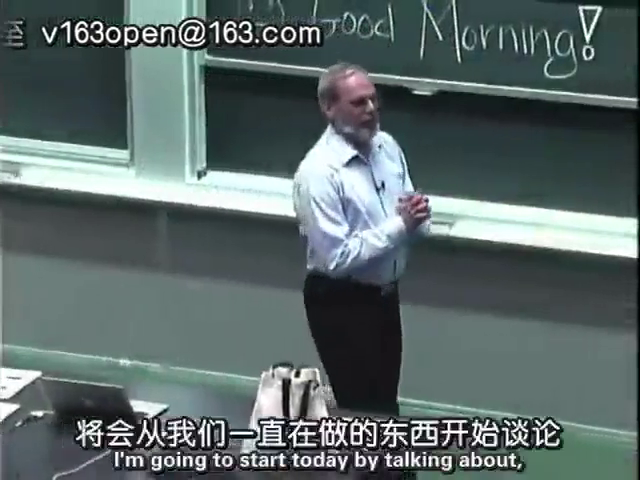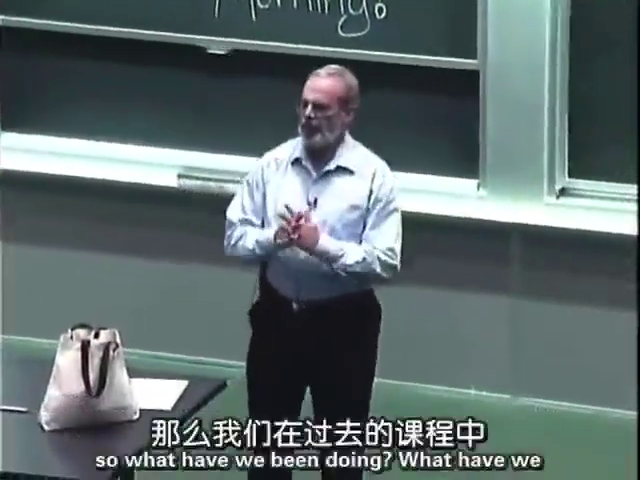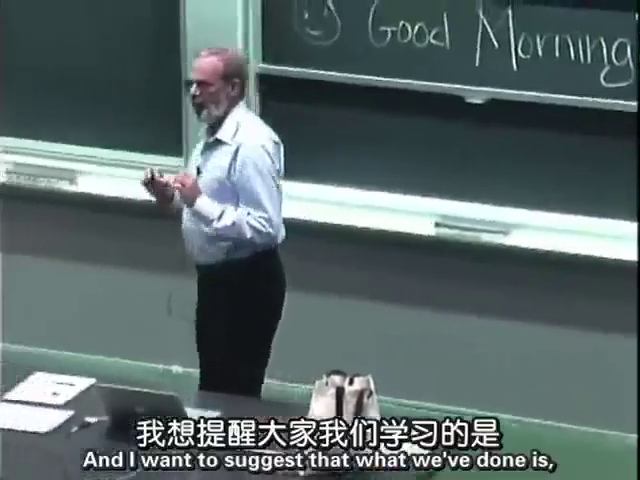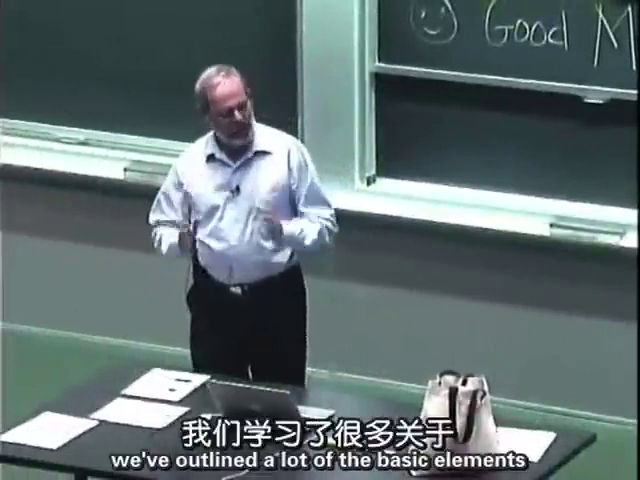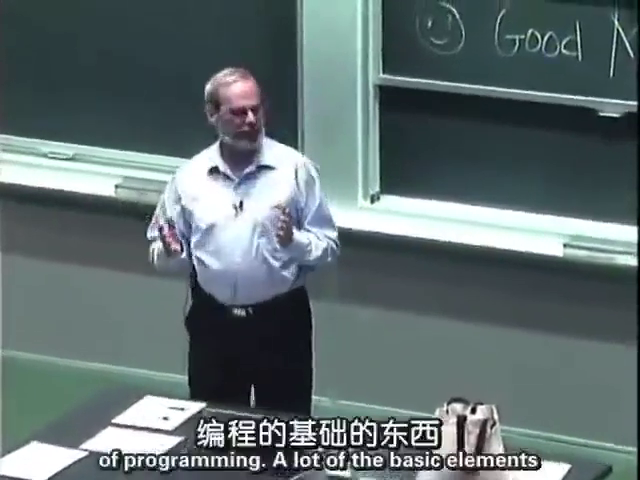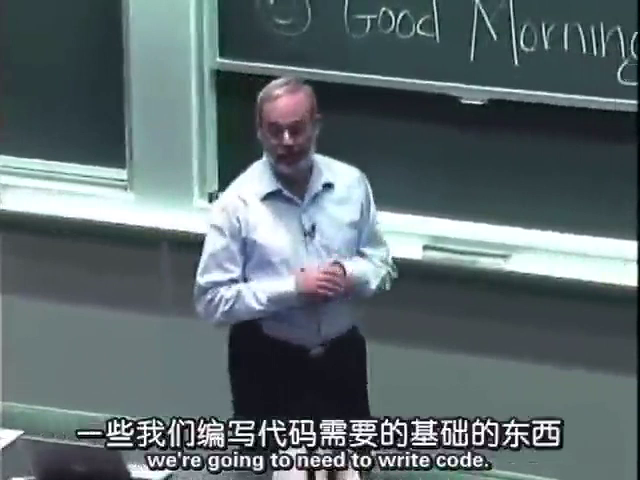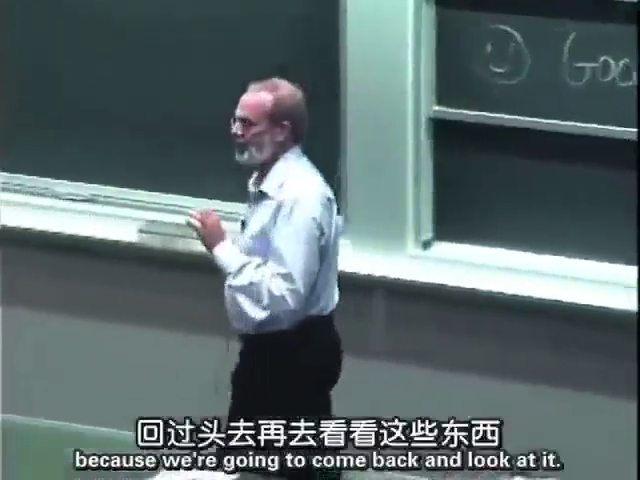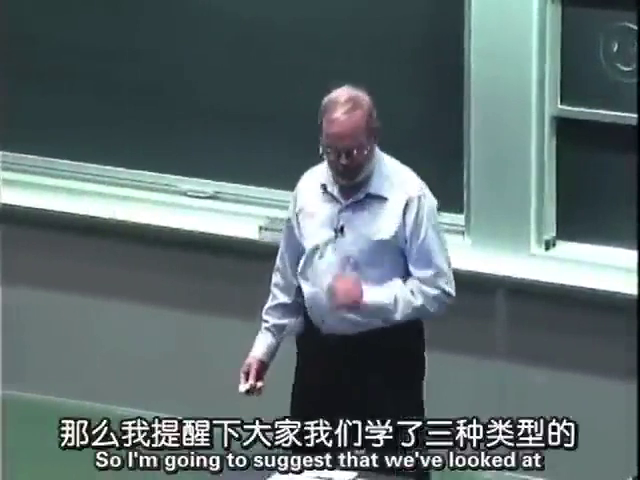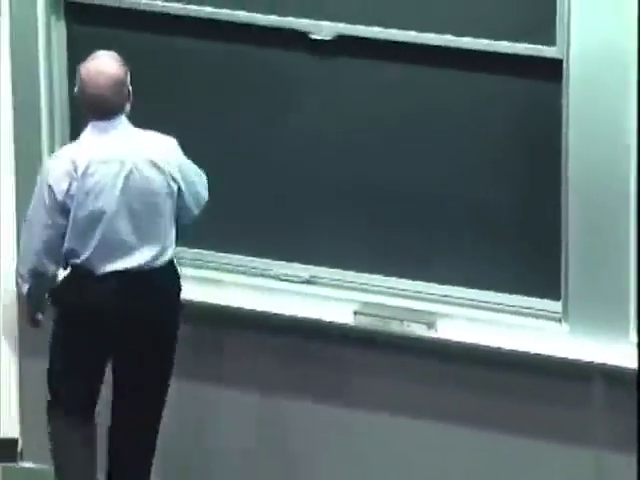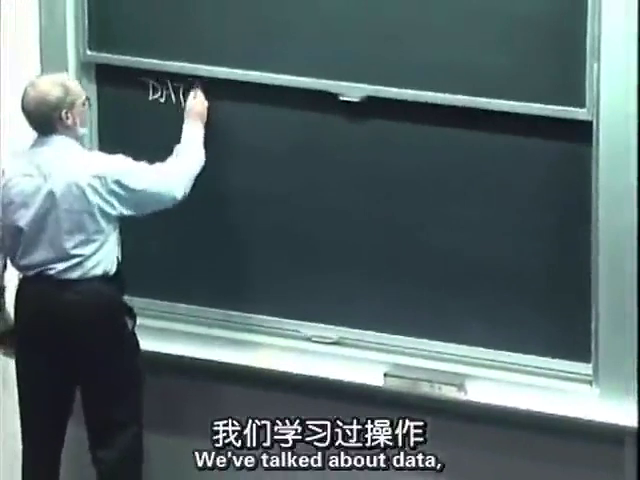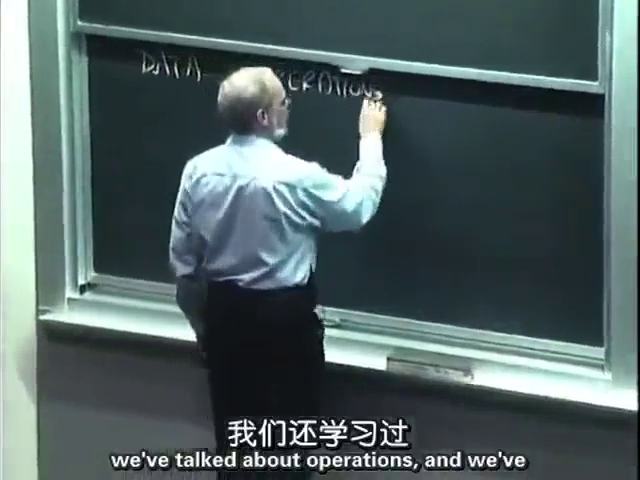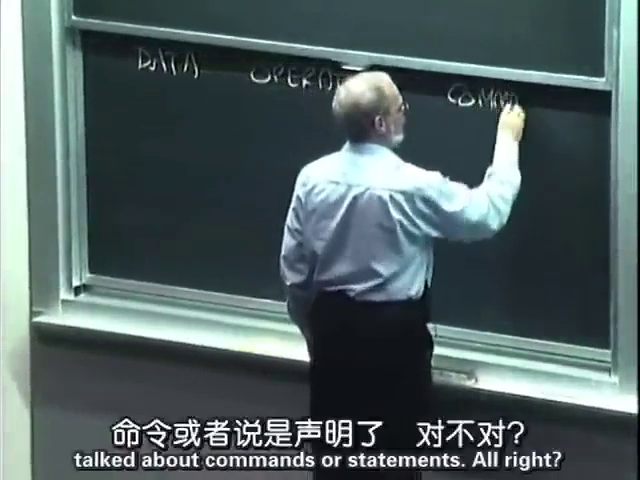All right, I'm going to start today by talking about, so what have we been doing? What have we actually done over the last few lectures? I'm going to suggest that we've outlined a lot of the basic elements of programming, a lot of the basic elements we're going to need to write code. I want to just highlight it for you because we're going to come back and look at it. I'm going to suggest that we've looked at three different kinds of things. All right? We've talked about data. We've talked about operations. And we've talked about commands or statements.